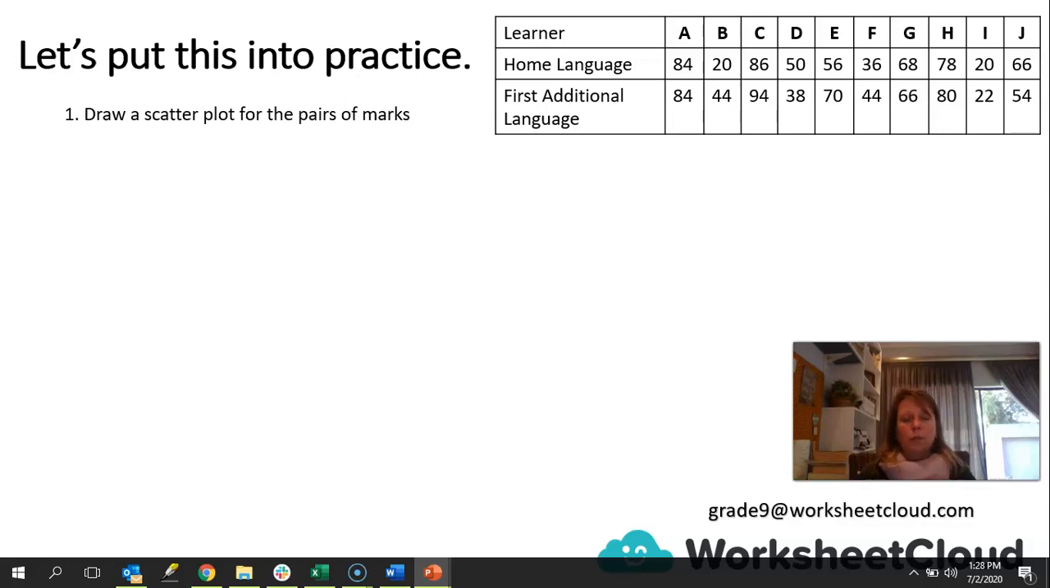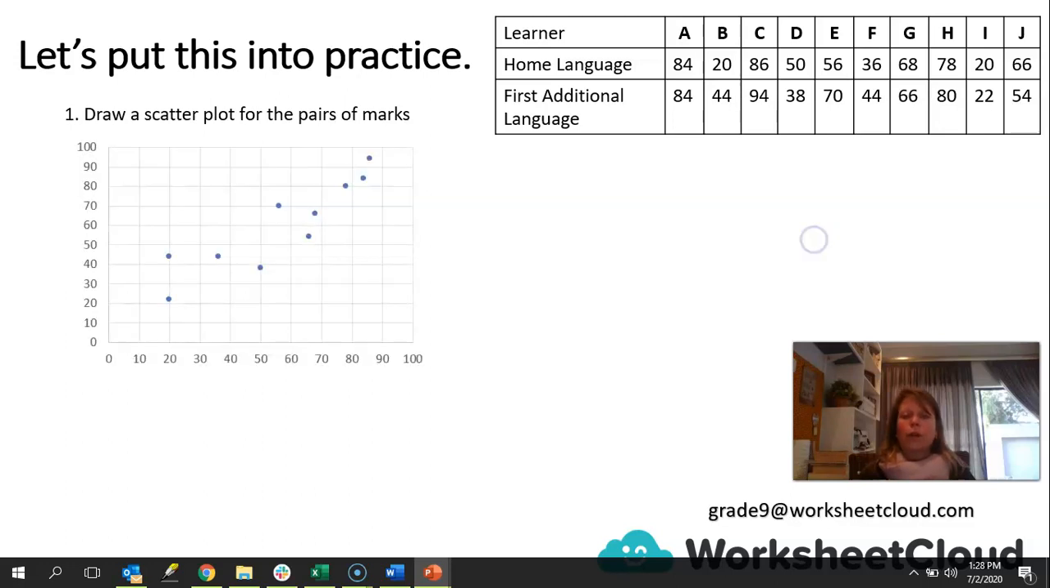So remember, the first thing we need to do is have a Cartesian plane, and then we need to plot. Now, I know you know how to do this because you have been doing this for quite a while, but what we're going to do is just show the graph. Okay, so there is the graph that shows this information. So learner A is 84, 84. It's not going to start down here, guys. Okay, here's 84 and there's 84, so that is the point for learner A.